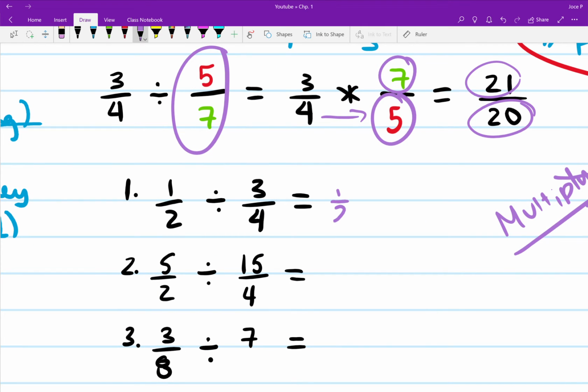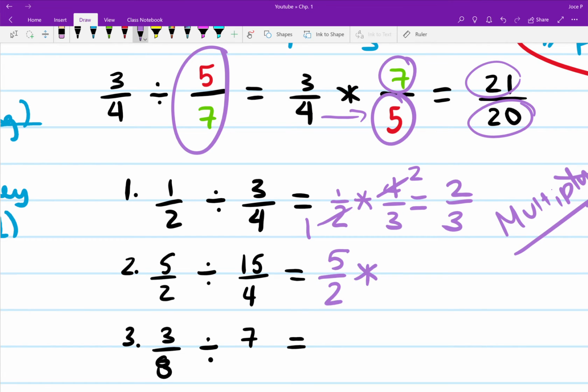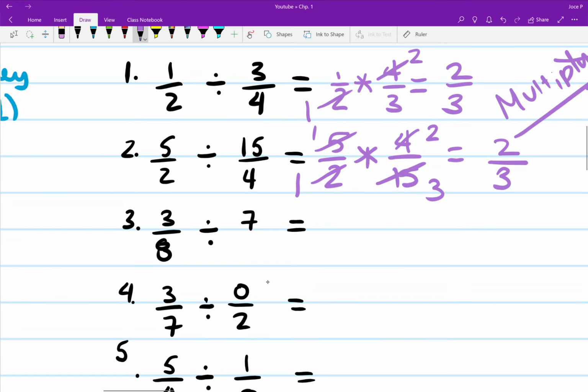So let's do some examples again. 1/2. Now we're going to times it by 4/3. Look at that, we can simplify. 2 goes into 2 one time, and 2 goes into 4 2 times. Now we have 2/3. Great. Now we have 5/2 times it by, we're going to flip it, 4/15. Let's simplify. 5 goes into 5 once, and into 15 3 times. 2 goes into 2 once, and into 4 twice. Now we have 1 times 2 is 2, and 1 times 3 is 3.